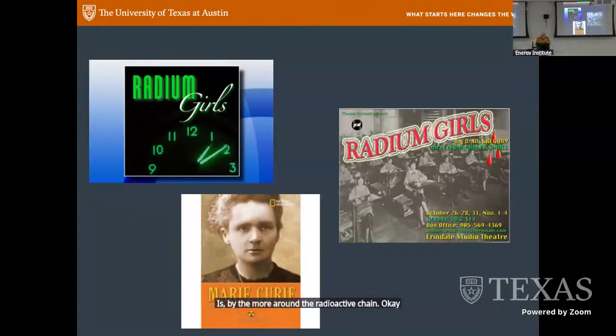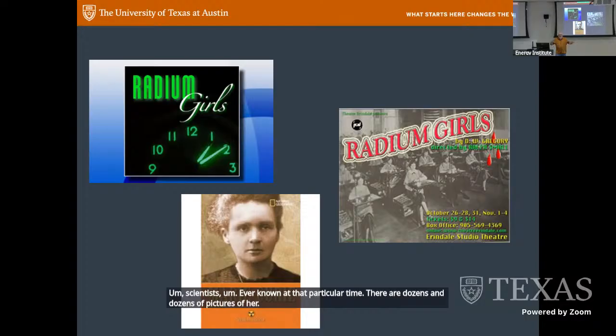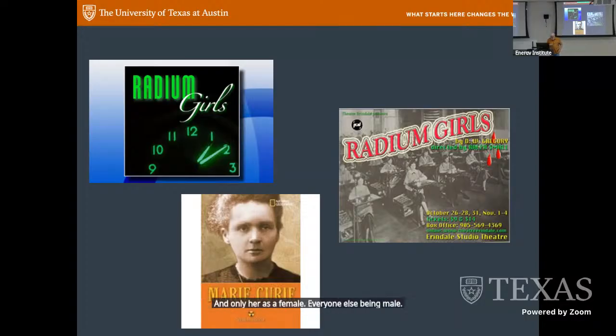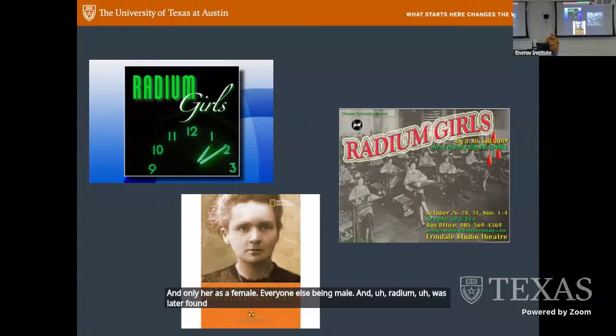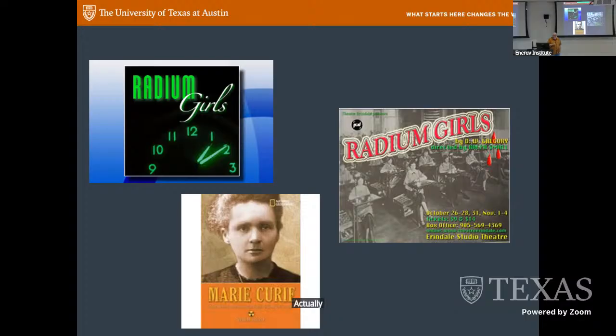Okay, so why radium? Well, first of all, we have Marie Curie, an amazing person who left Poland. She came over to work as a nanny and made her way through to becoming one of the most prolific scientists ever known at that time. There are dozens and dozens of pictures of her, and only her as a female, and everyone else being male, of course.